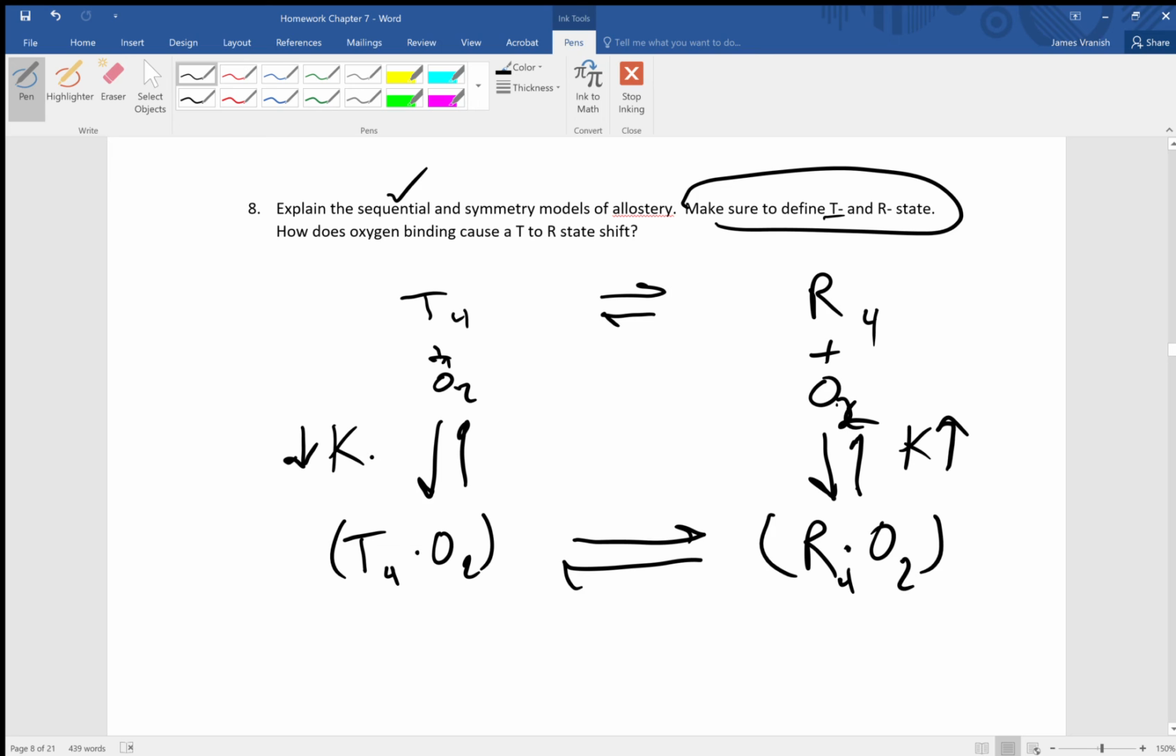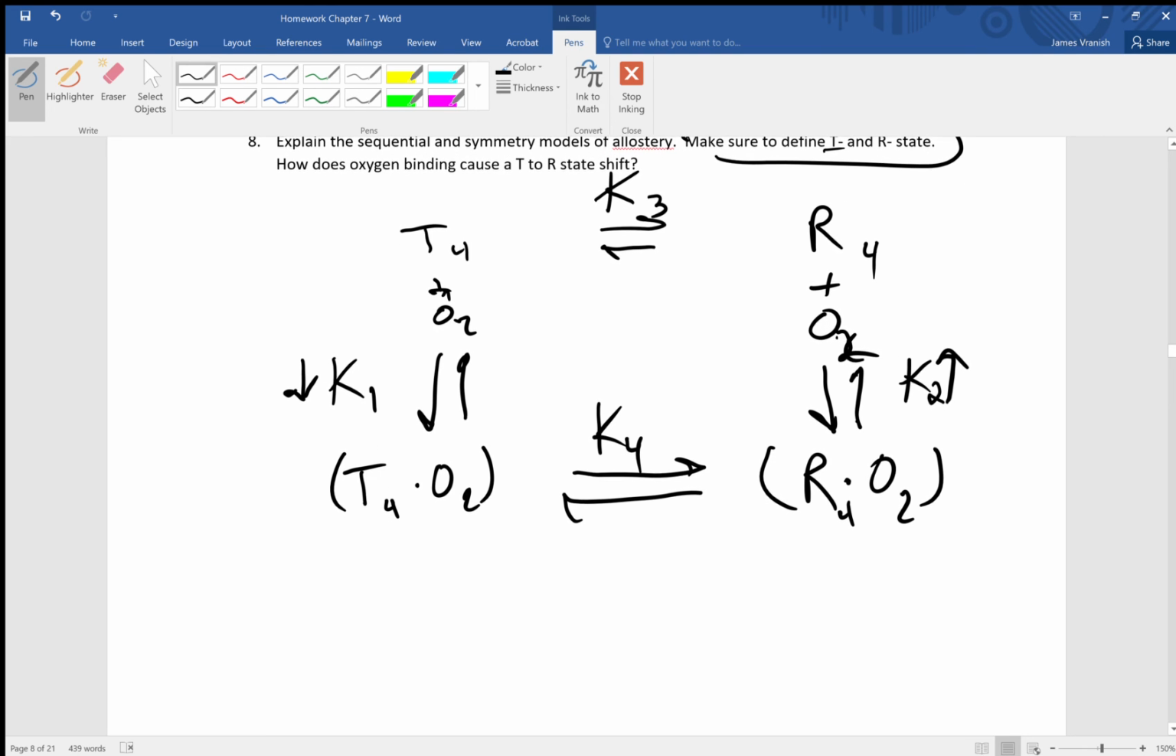All right, now I'm just going to give these some numbers here. So I'm going to give the T state binding oxygen the label K1. Over here, I'm going to give the R state binding oxygen label K2. And we also have these equilibria here. So I'm going to call this K3 and K4. All right, it doesn't really matter what numbers you put on which ones. I'm just doing this as an example here.